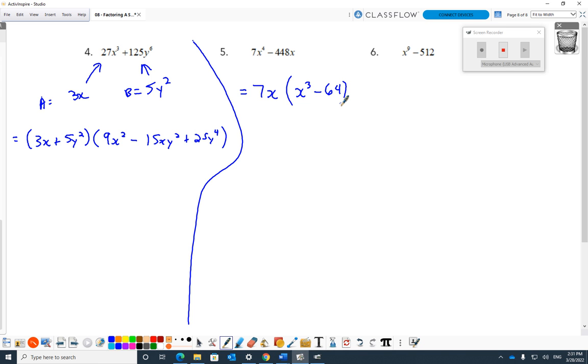It's order pizza time. Yeah? As soon as you pop that common factor out of there, now I've got two terms, and they're both cubes. This is x cubed, and this is 4 cubed, and now I can do my difference of cubes. x minus 4, x squared plus 4x plus 16. Done.